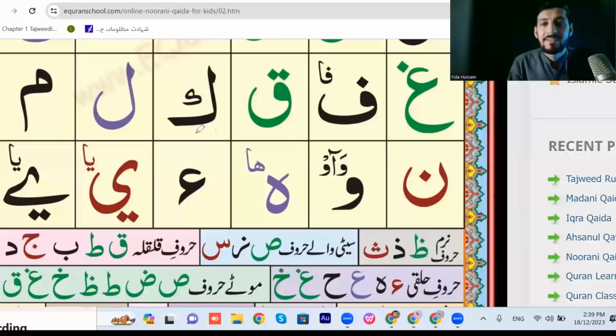Kaf, very simple. This one is lam, very simple, L in English. Meem is also very simple, M for meem. Noon is also simple. So we won't waste our time on those letters which are very simple and which we can easily read. There is no problem.